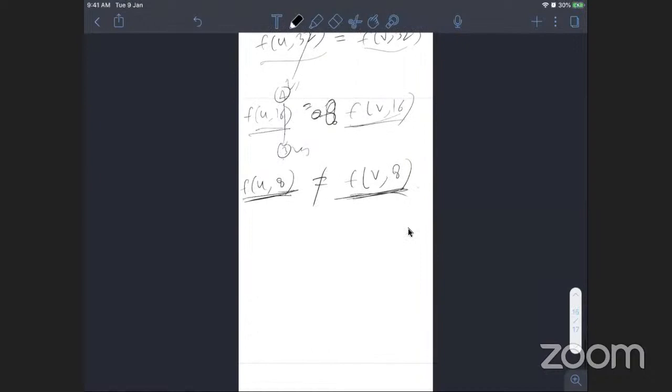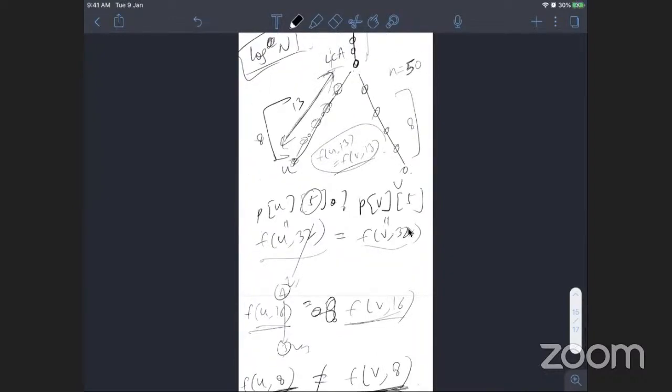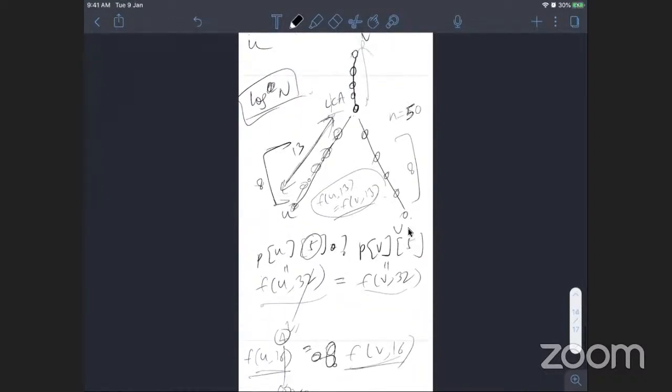Do you get this idea? Take the highest power of 2, which is 32 in this case, because n is 50. Keep on dropping it. And the first time you find a place where these two guys don't match, make them jump that much. So now I'll make U jump 8 steps up and make V jump 8 steps up.